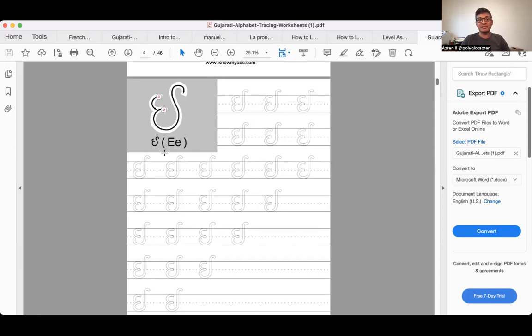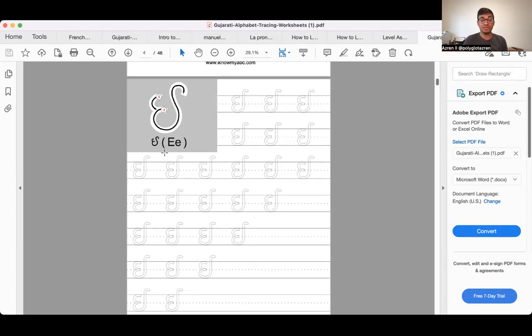But my theory is this. My theory is that Gujarati used to distinguish between vowel length. Meaning, if you said E really short, or if you said E and you held the sound for a longer period of time, my theory is once upon a time, those would actually be considered two different letters.